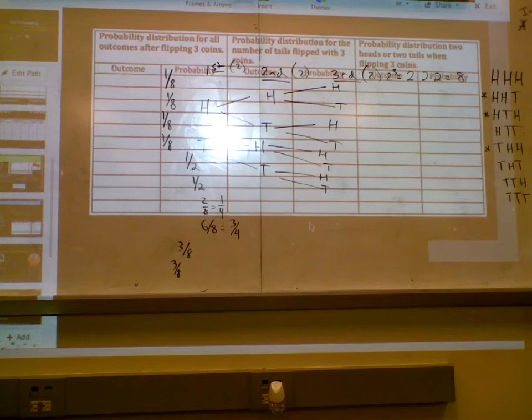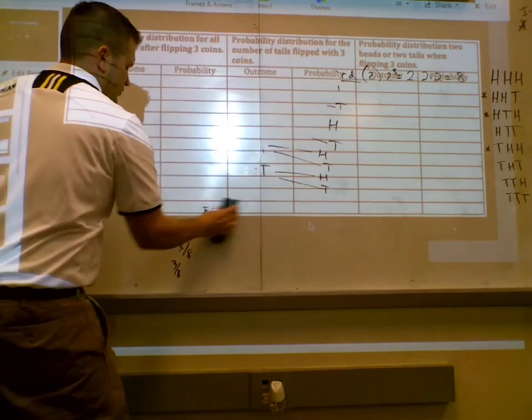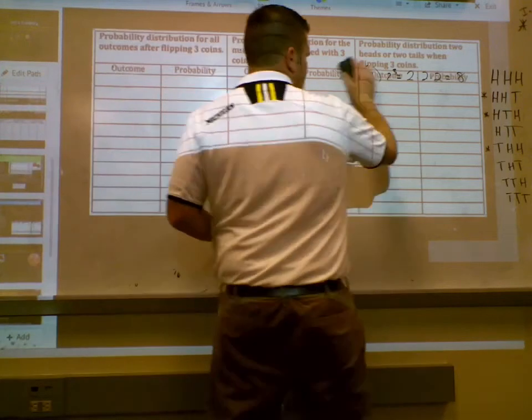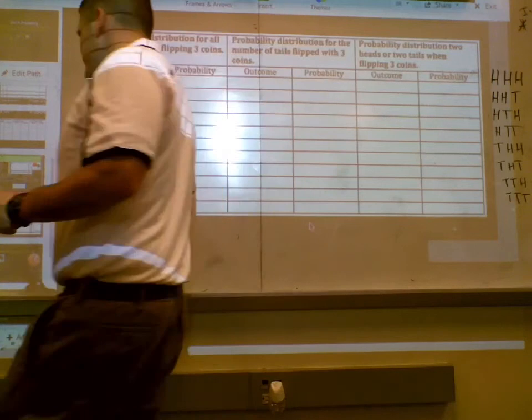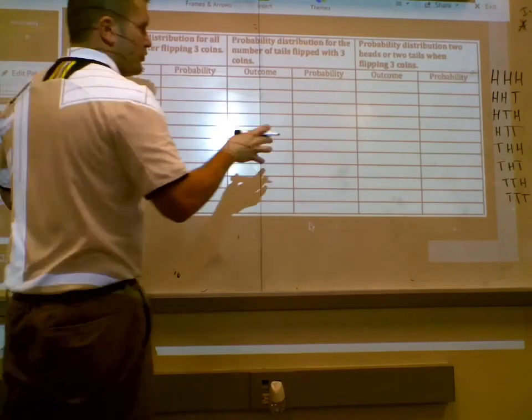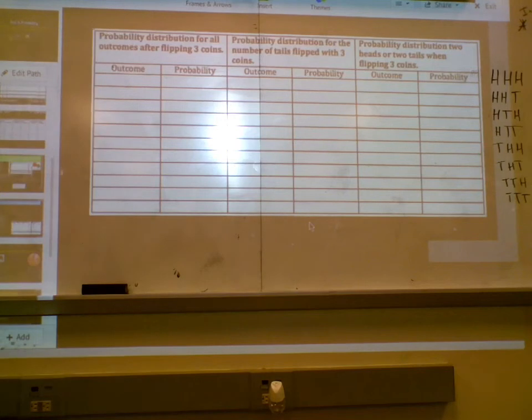So, this table. The bottom of your page, probability distributions. So the left column, or the left table. Guys, these are 3 independent tables. I don't know if you realized that yesterday. But these tables do not affect one another. They are independent tables. Okay?